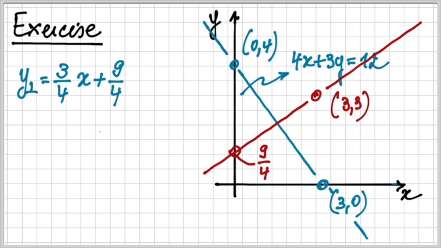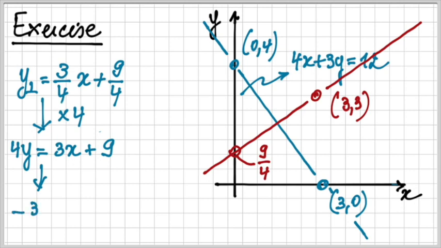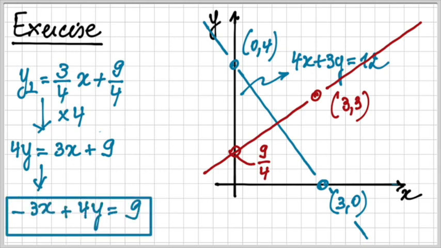We find the y-intercept on the graph, and now we have in fact the complete equation. We just have to transform it into the standard equation of a line ax plus by is equal to c. We can do that here very easily, because we see that we have the same denominator everywhere, which is equal to 4. So we multiply both sides by 4. We find 4y is 3x plus 9, and we bring 3x to the left-hand side. So we find minus 3x plus 4y is 9, and that's the end of our exercise.